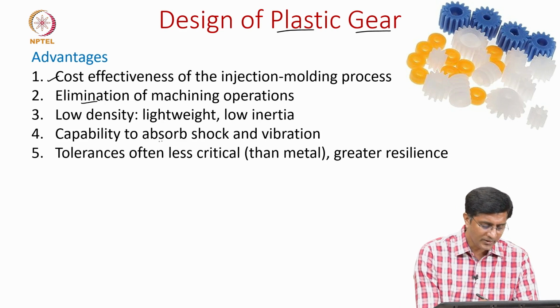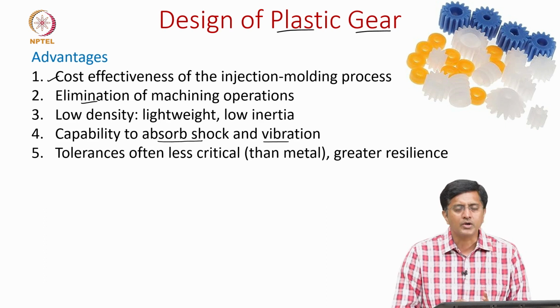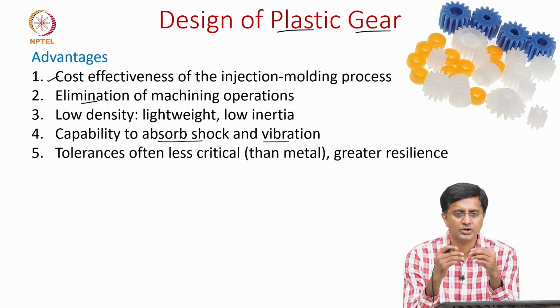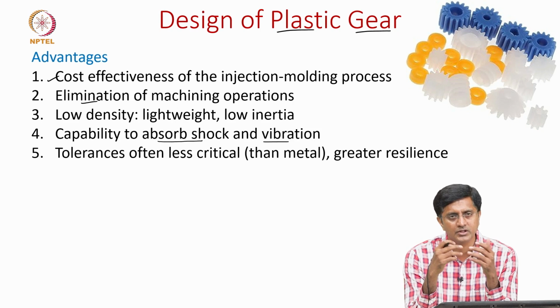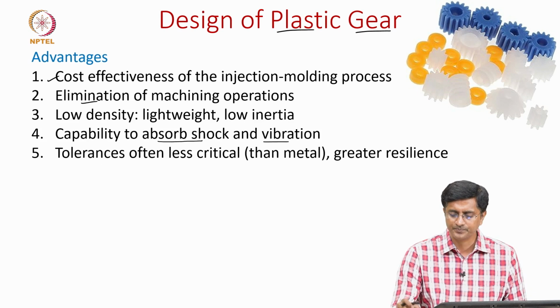And they have a good capability to absorb shock and vibration. This is because polymers are much more compliant than metals, meaning they can take large deformations before any permanent damage or failure occurs. Tolerances in plastic gears are less critical because of the greater compliance, which means we need not worry about the tolerances much, because even if there is a mismatch, the stress buildup because of that is very small, unlike in metals where the stress buildup is high and can lead to failure.